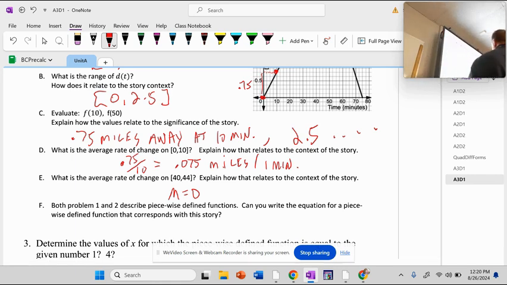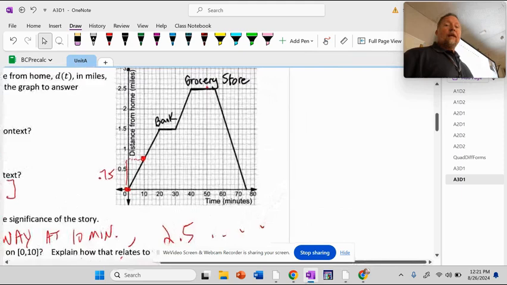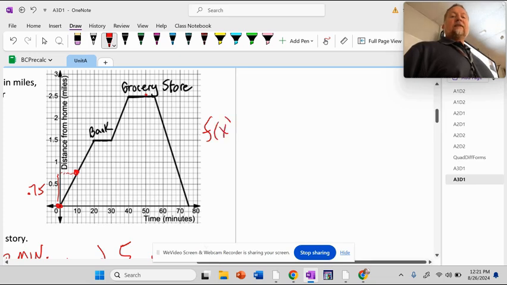Piecewise, can you write an equation for the piecewise function that corresponds within this story? This is the hardest question. If you actually understand this, this is supposed to be my last example, but I'm going to go ahead and do it. We're going to do it right now and challenge ourselves. And it's really tough, some parts of it. So what is f of x? Your distance away from home over time.